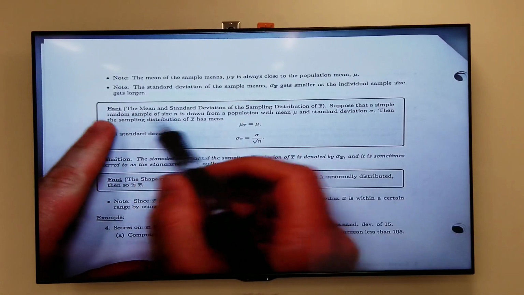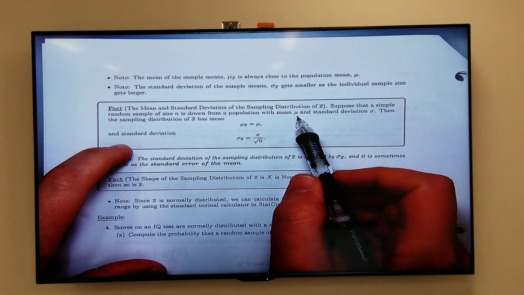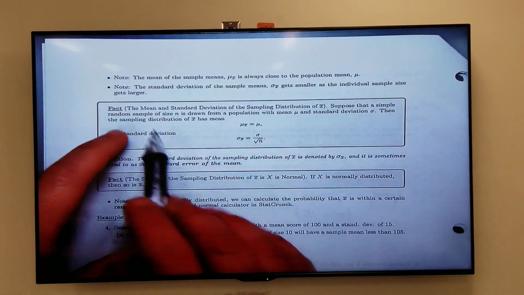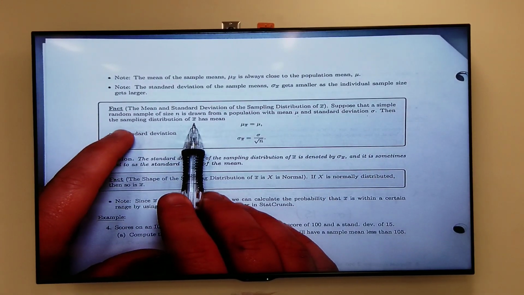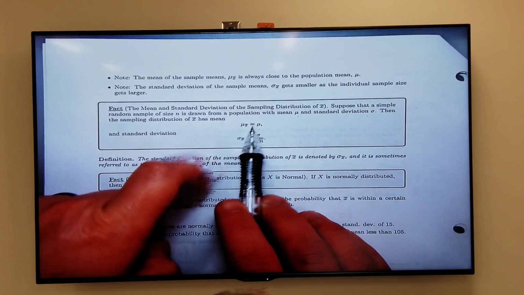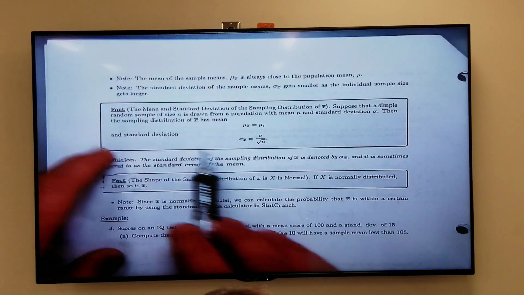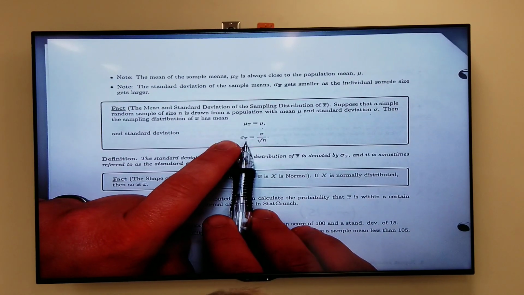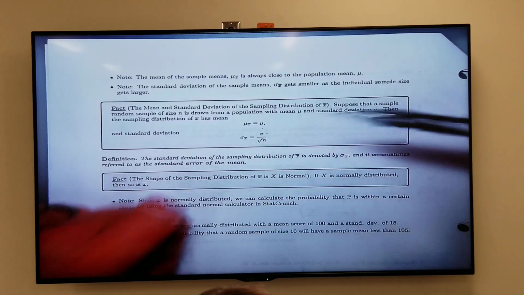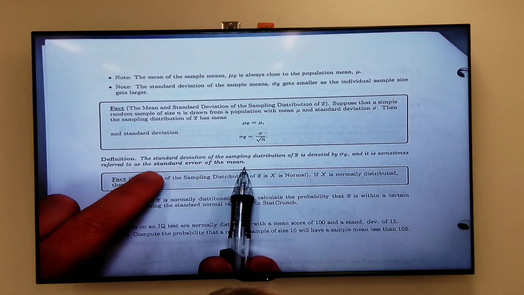If we have a simple random sample of size n that we've drawn from a population with mean mu and standard deviation sigma, then the sampling distribution of x bar has mean mu sub x bar equals mu, right? So the mean of the sample means is the same as the population mean. And the standard deviation, sigma sub x bar, right? The standard deviation of the sample means is sigma divided by the square root of n. This thing is sometimes called the standard error of the mean.